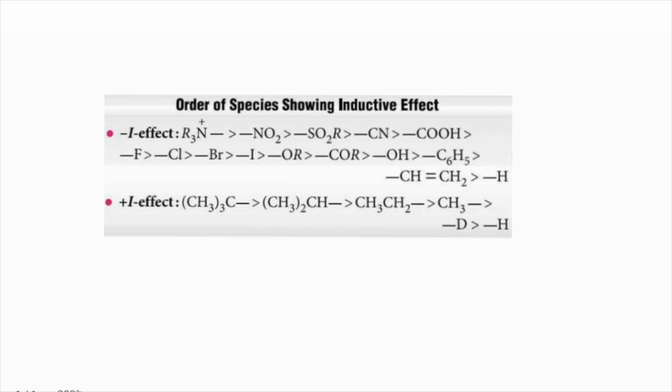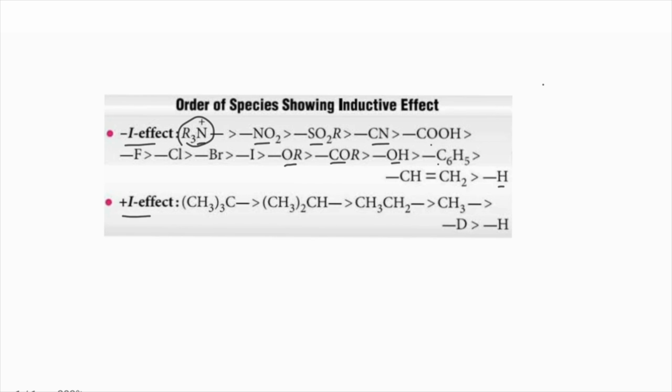Let us see the groups that create minus I effect and the groups that create plus I effect in different molecules. Nitrogen is the most electronegative in combination with oxygen and other elements. The tri-substituted ammonium, NR3, is the strongest minus I group. Then comes the nitro, then the sulfate substituted SO2, then cyano, acid, and fluorine, chlorine, bromine, iodine are the weak minus I groups. Then you have substituted alcohols, substituted ketone, alcohol, phenyl, vinyl, and the least is hydrogen.